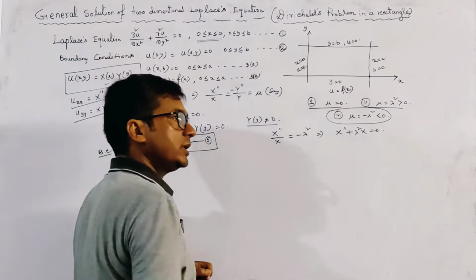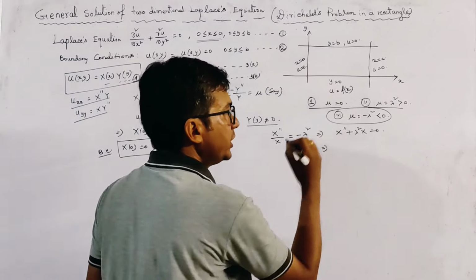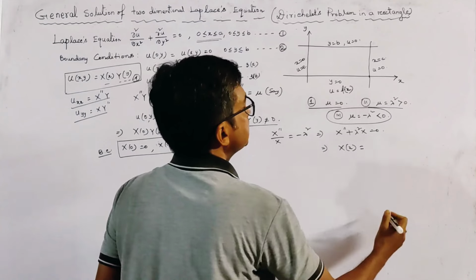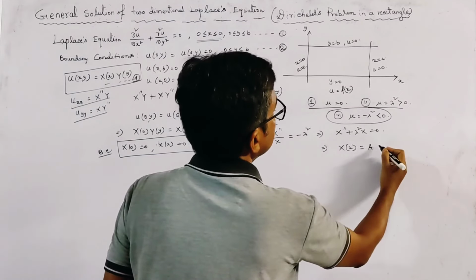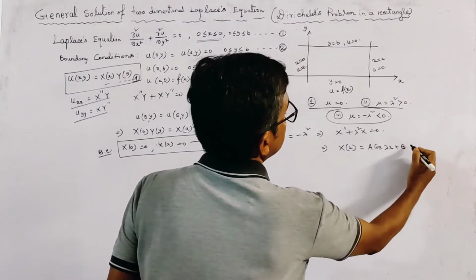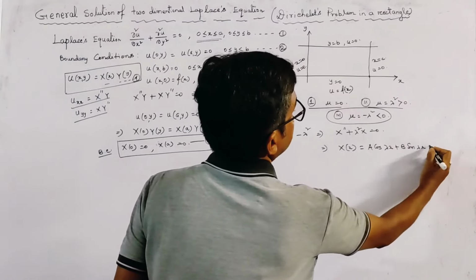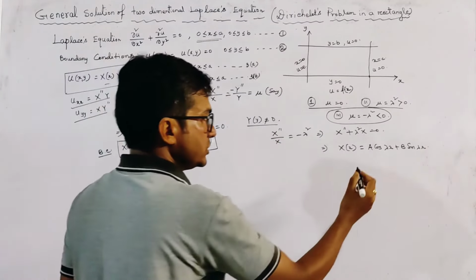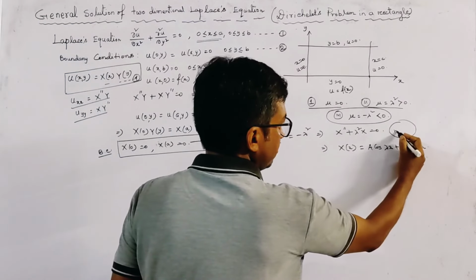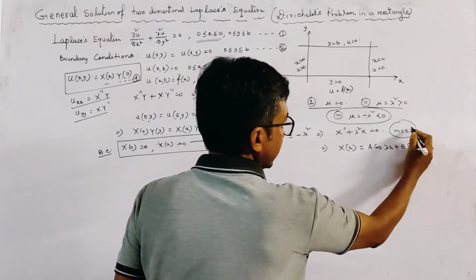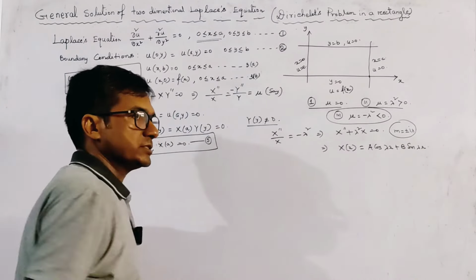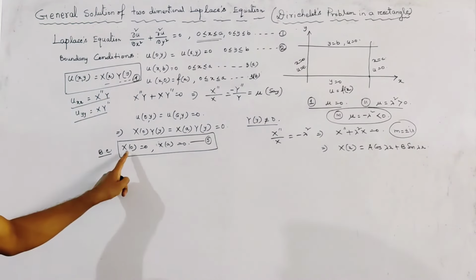So clearly the general solution of this ordinary differential equation is X(x) equal to A cos(λx) plus B sin(λx), because the roots of the auxiliary equation are m equal to plus or minus iλ. So the general solution is of the form like this.